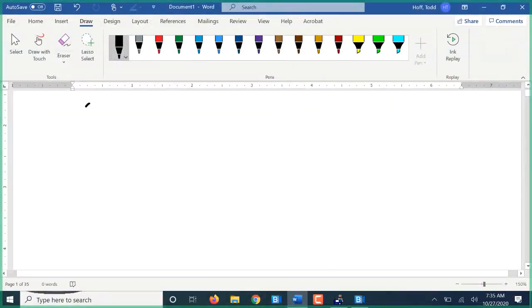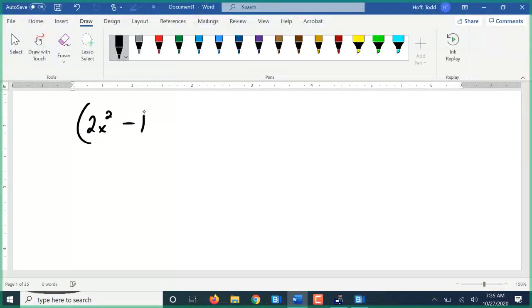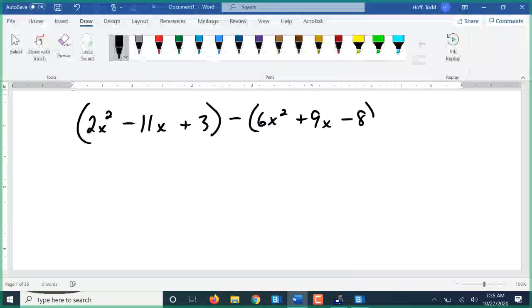Let's take a look at this one. 2x squared minus 11x plus 3 minus 6x squared plus 9x minus 8. I'll give you a minute, then we'll go over that one.